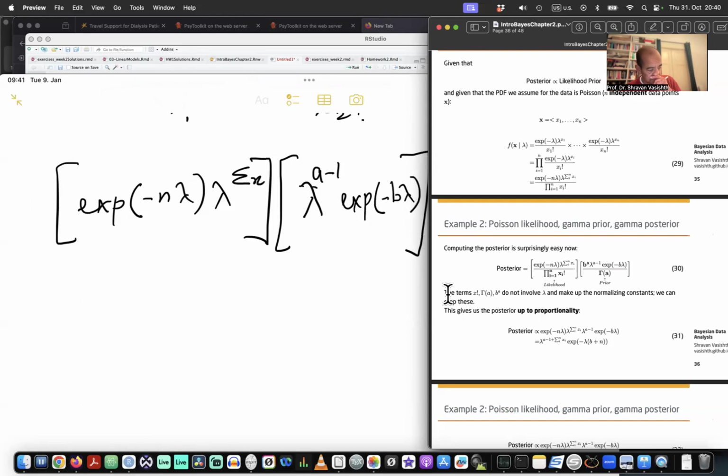So these are my likelihood and prior terms, right? So what's going to happen next? Notice that I've got an exponential term here, and an exponential term here, so I can put those together. And I've got a lambda term here and a lambda term here, so I can put those together too, right? So let's do that.